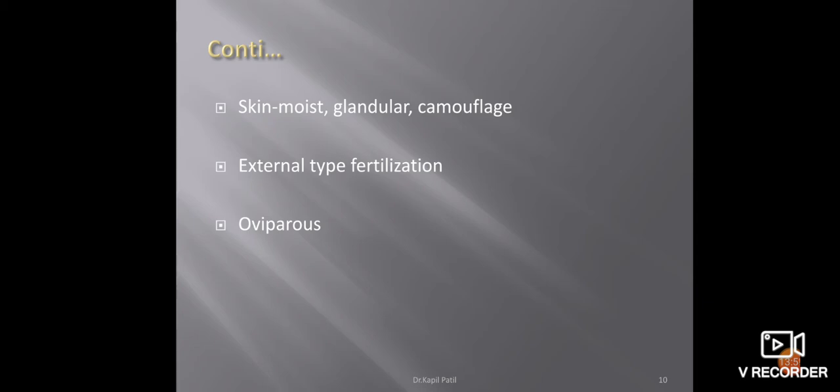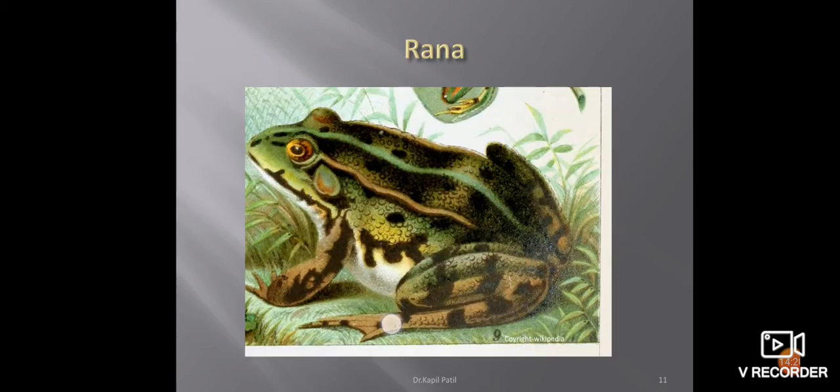Fertilization is of the external type. Male and female lay the eggs simultaneously, and fertilization occurs in water. So water is very necessary for fertilization. This Anura order depends on water for the process of fertilization. Oviparous, it is egg laying.